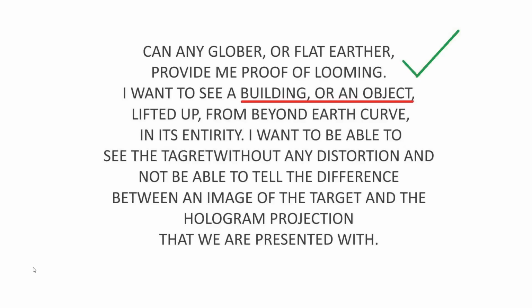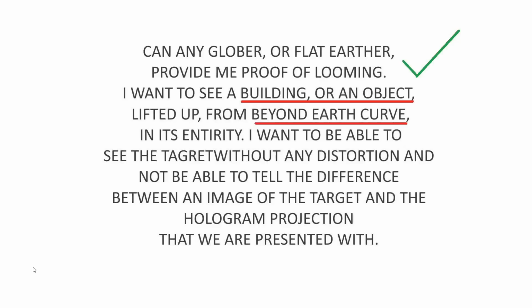You want to see a building or an object. Well, why do you say building? I think I know, but if you say building or an object, then that could be anything. It could be a coin in a glass, or it could be something sitting on a driveway somewhere. So, you know, really, you're not tightening up that requirement very much. And then you've now inserted beyond Earth curve. Well, this is very difficult because flat earthers say that there is no Earth curve. So it's pretty much impossible to demonstrate to a flat earther because they'll just deny Earth curve.